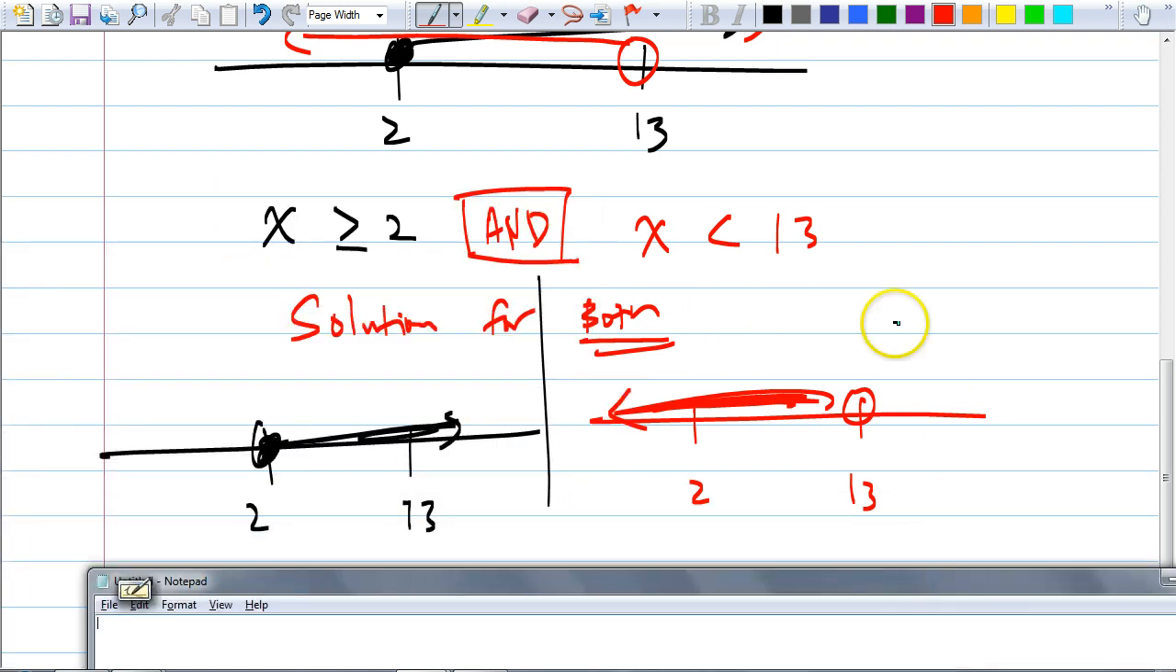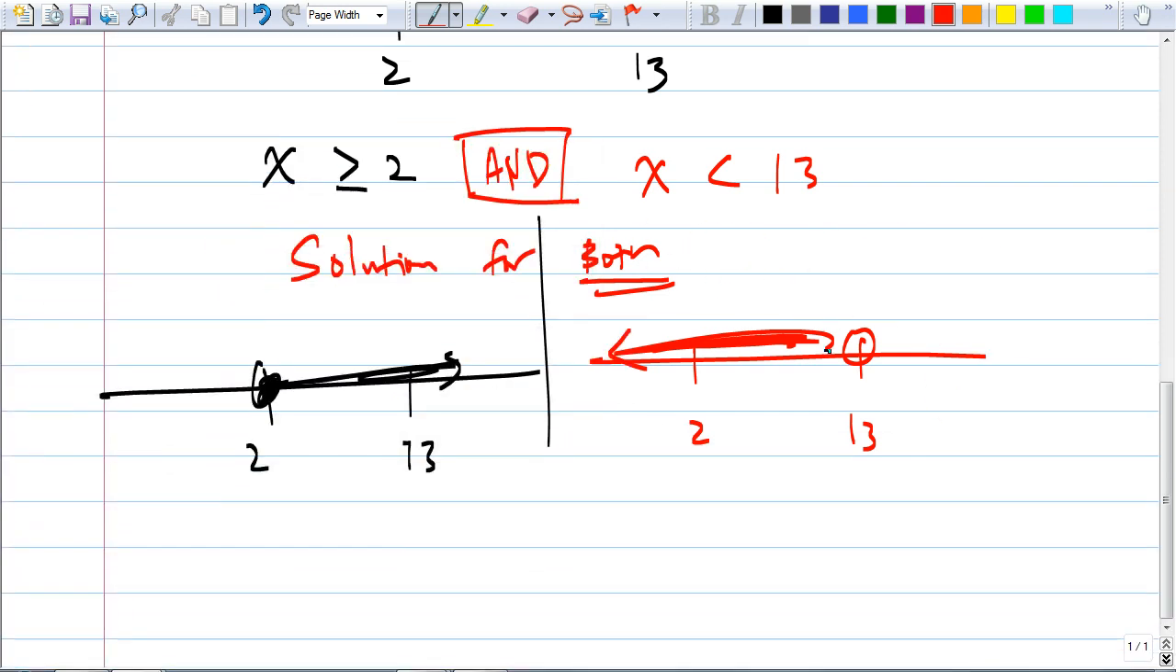Now, if I want the solution for both, do you see why it gives you this graph? What would the solution for both be? By the way, is 2 a solution for both of these inequalities? What about -1? Is it a solution for the red one? Yeah. But is it a solution for the black one? No. What about 14? Is that a solution for both? No. It's a solution for the black one, x greater than or equal to 2, but not a solution for the red.